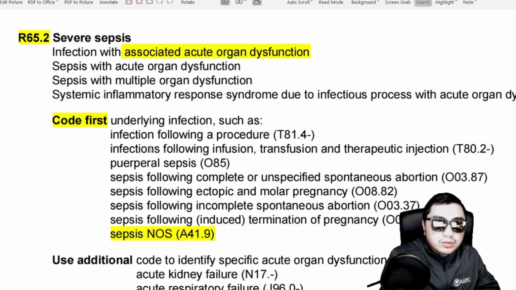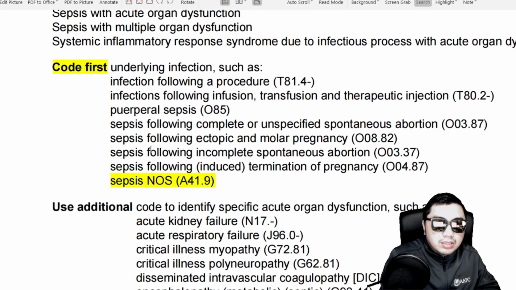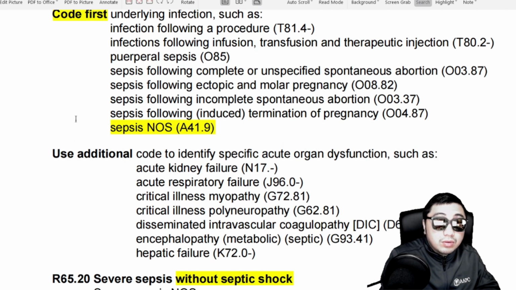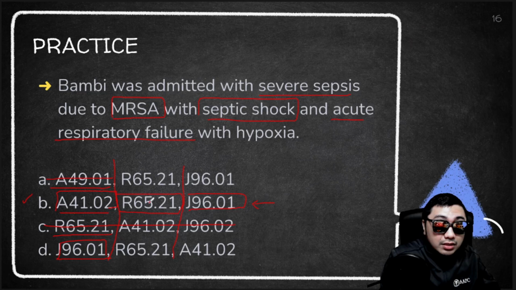Alright. So again, that's going to be it. Use additional code only for the type of acute organ dysfunction. Since it's mentioned here, J96.0, you have to code it after your R65.21. So in that case, letter B is the final answer.